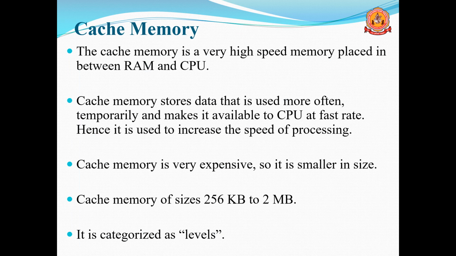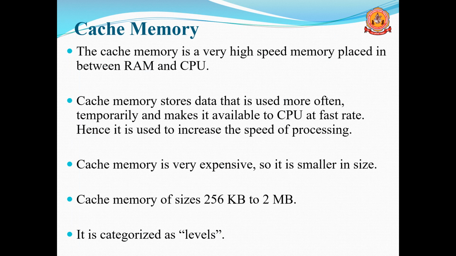So mainly, the cache memory is present between the CPU and the RAM. In between it will be there, so we can access the data faster. Hence it is used to increase the speed of processing. Mainly if we use the cache memory, it will increase the speed of program execution. Program execution speed will be boosted.